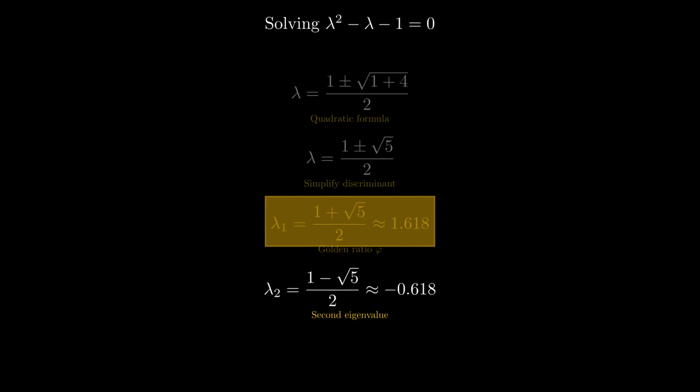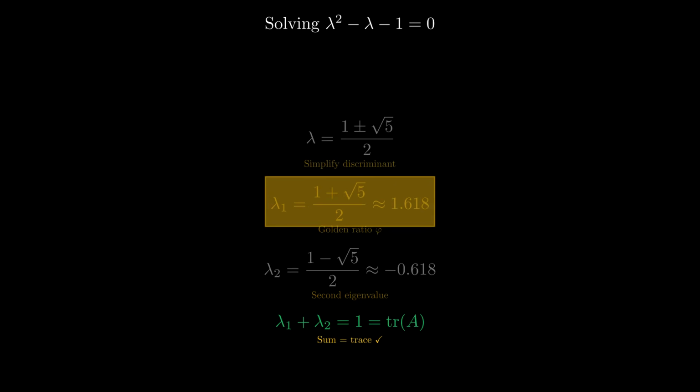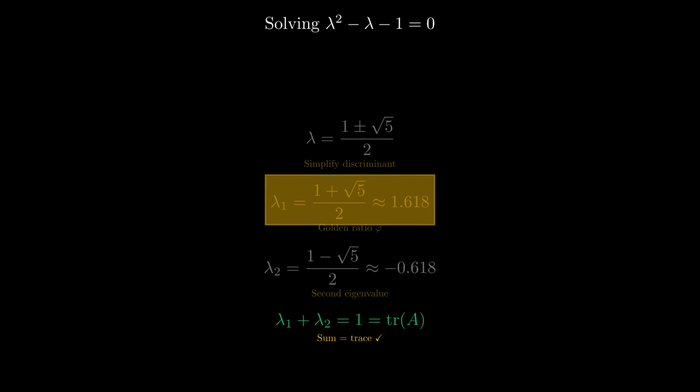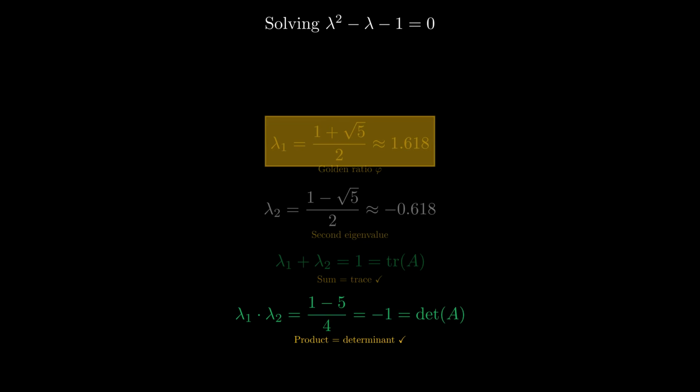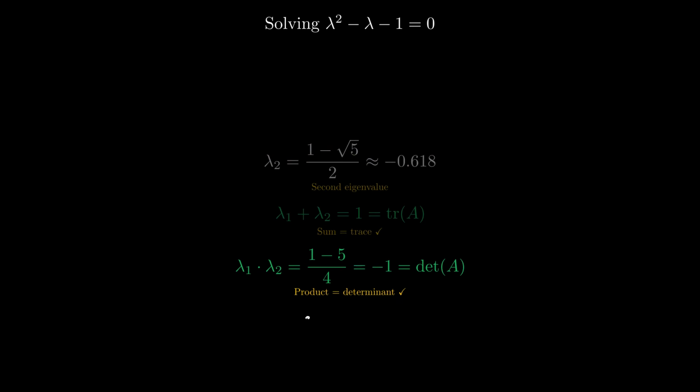Let's do a quick sanity check. The sum of the eigenvalues should equal the trace of A. Adding them gives 1, and the trace 1 plus 0 is also 1. Good. The product of the eigenvalues should equal the determinant of A. Multiplying gives 1 minus 5 over 4, which equals negative 1. And the determinant of A is also negative 1. Both checks pass. Remarkably, the golden ratio has emerged from a simple 2 by 2 matrix made of 1s and a 0.